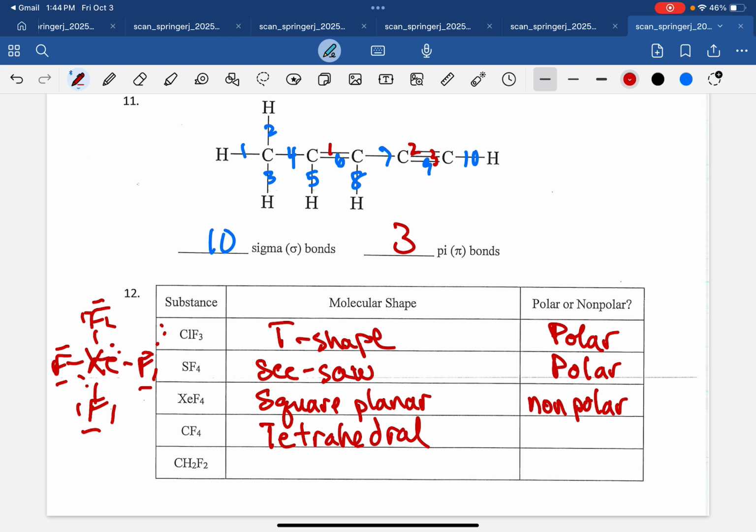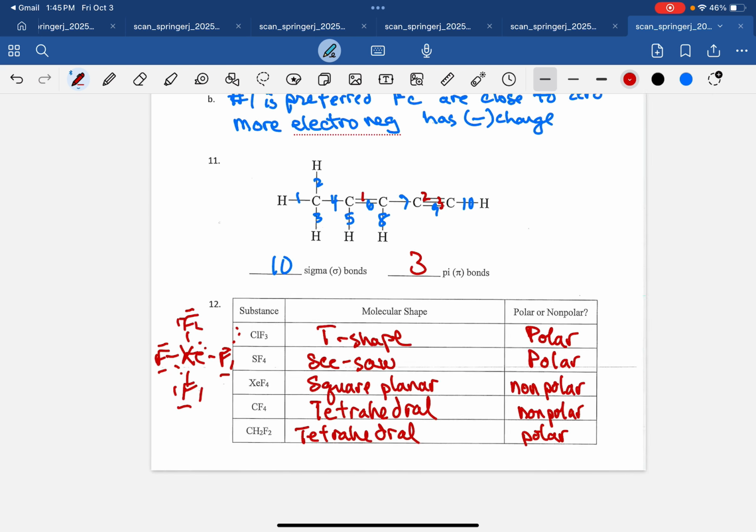CF4 is just tetrahedral. Everything is a fluorine coming off of the carbon. There are no lone pairs. That is nonpolar. And finally, CH2F2 is going to be just like CF4, only 2 of the F's have been replaced with H, so it's still tetrahedral. But it's polar, because not everything cancels. Not all the dipoles cancel out.